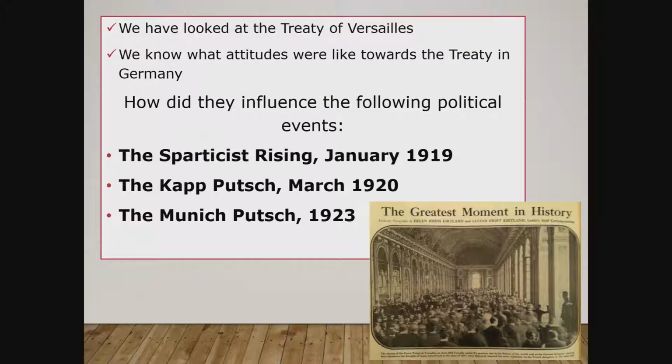This was much more successful than the Spartacist uprising. It wasn't successful in the end, but it was much more successful. And Ebert had to actually leave Berlin and set up a new government in Dresden, which is another city in Germany. And basically, the Kapp coup worked for a time in Berlin. And they managed to take control of some of the main offices of government in Berlin.